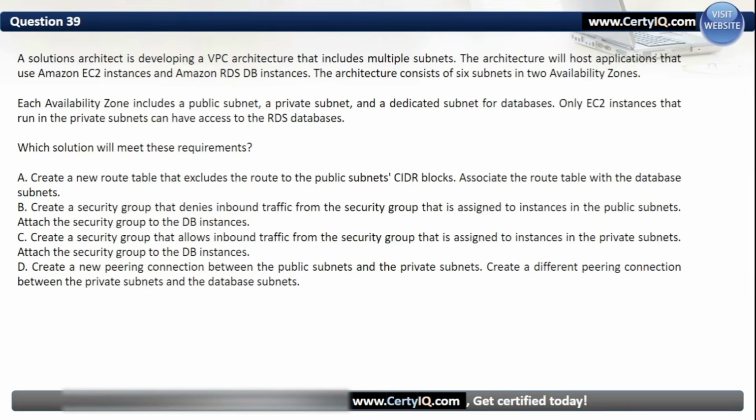The correct option is C. Create a security group that allows inbound traffic from the security group that is assigned to instances in the private subnets. Attach the security group to the DB instances.